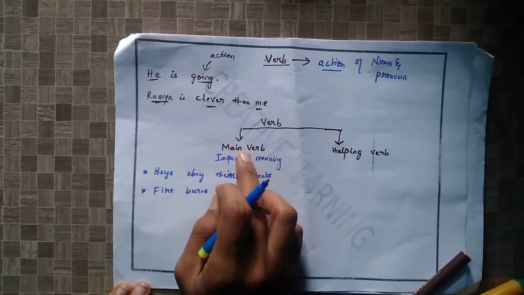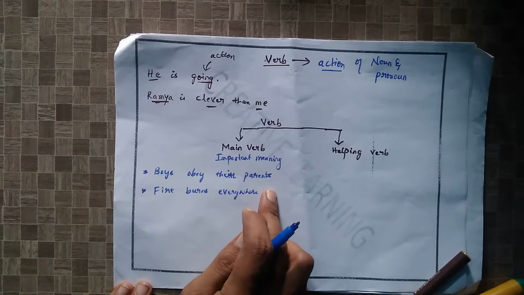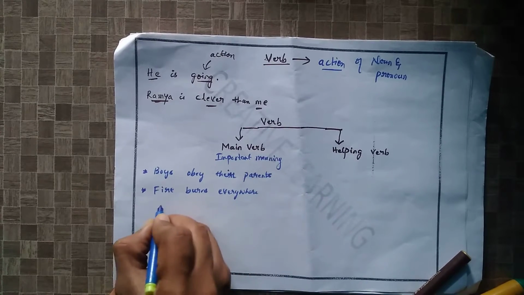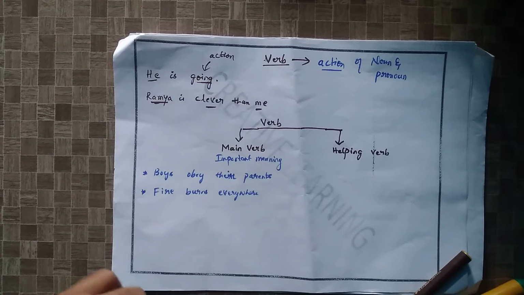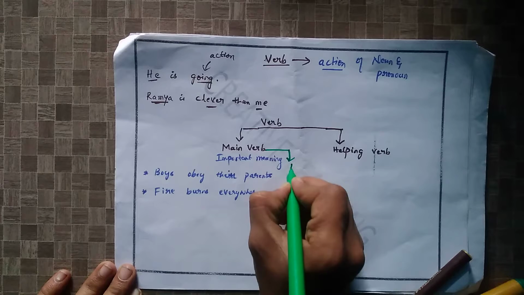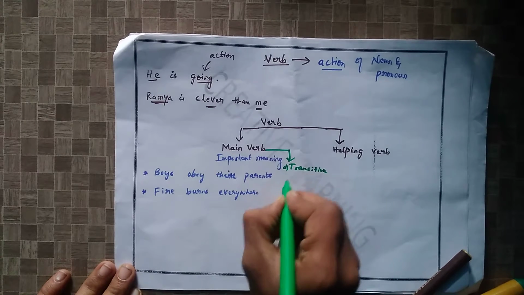Next we discuss about some kinds of main verb. There are two kinds of main verb. One is transitive, another one is intransitive.